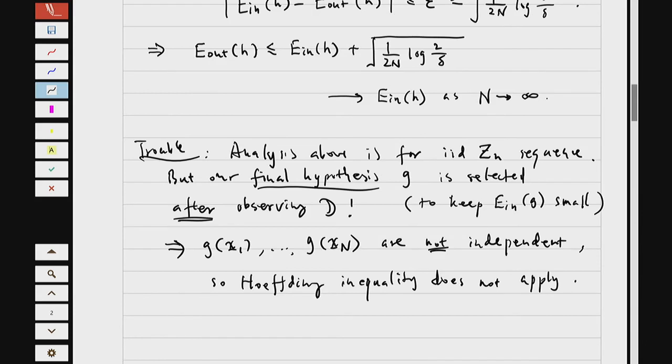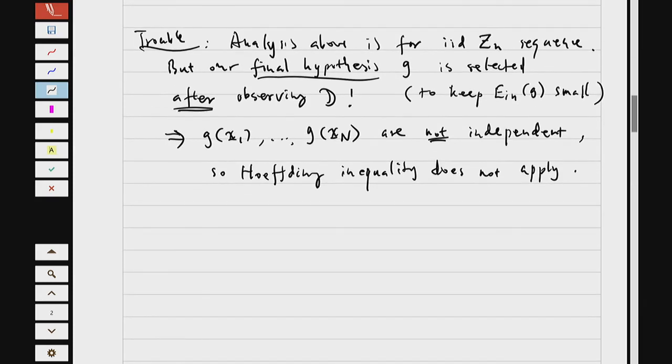If you just arbitrarily pick a hypothesis, then indeed this will be independent. h1 of x1 and h1 of xn will be independent. Given any particular hypothesis, you have an independent sequence. But not when you have this specifically optimal hypothesis. So that's a big problem, and we have to find a way to deal with this. Okay?